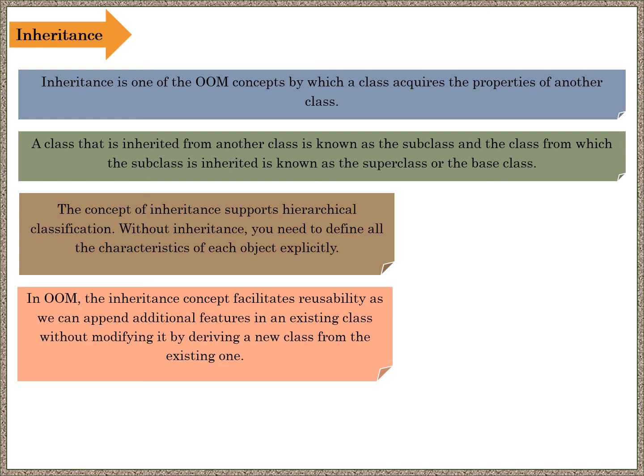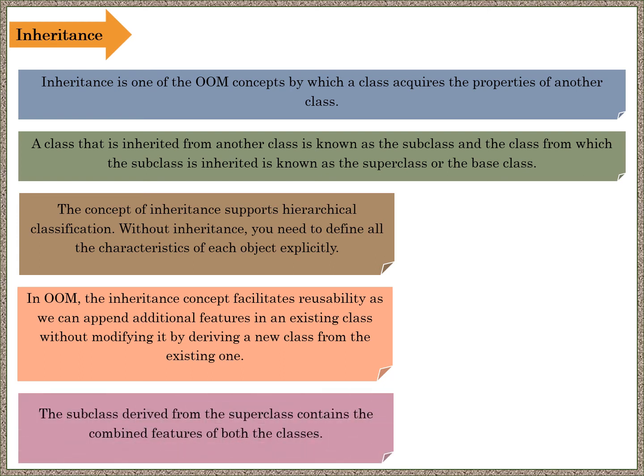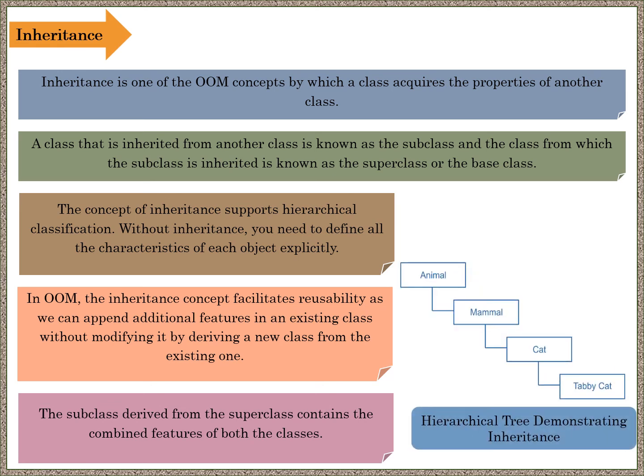In OOM, the inheritance concept facilitates reusability as we can append additional features to an existing class without modifying it by deriving a new class from the existing one. The subclass derived from the superclass contains the combined features of both the classes. Let's now consider a hierarchical tree demonstrating inheritance. A tabby cat is a type of cat, which in turn belongs to the mammal class, which comes under the larger class animal.